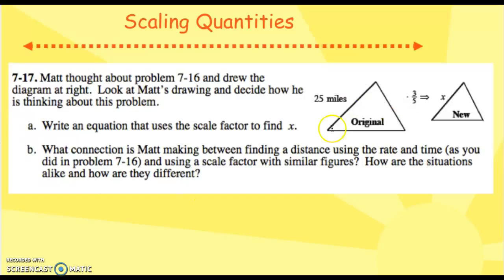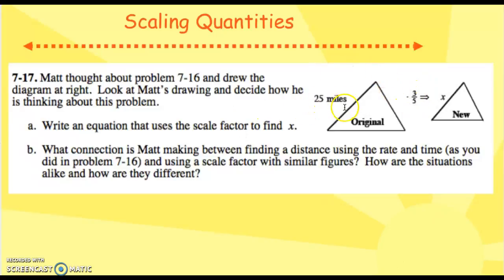So if I look at the problem, he has decided to draw a triangle, and he's saying that this side of the triangle is equal to 25 miles. And then he's going to take a part of it. So remember, multiplication means of. So he's going to take 3/5 of that 25 miles, and that's my x, because we want to know what 3/5 of 25 is, and that's our missing amount, so he labeled it x. Here it says write an equation that uses the scale factor to find x. In this case, the scale factor is 3/5.